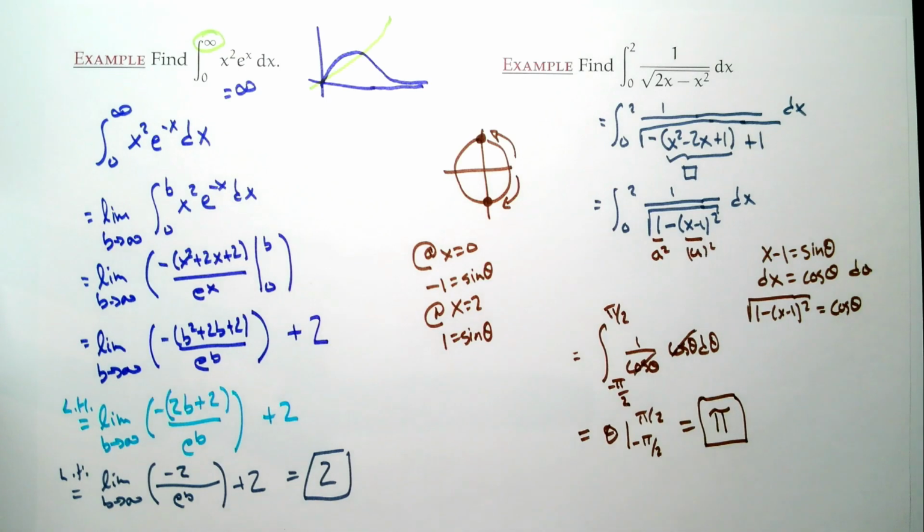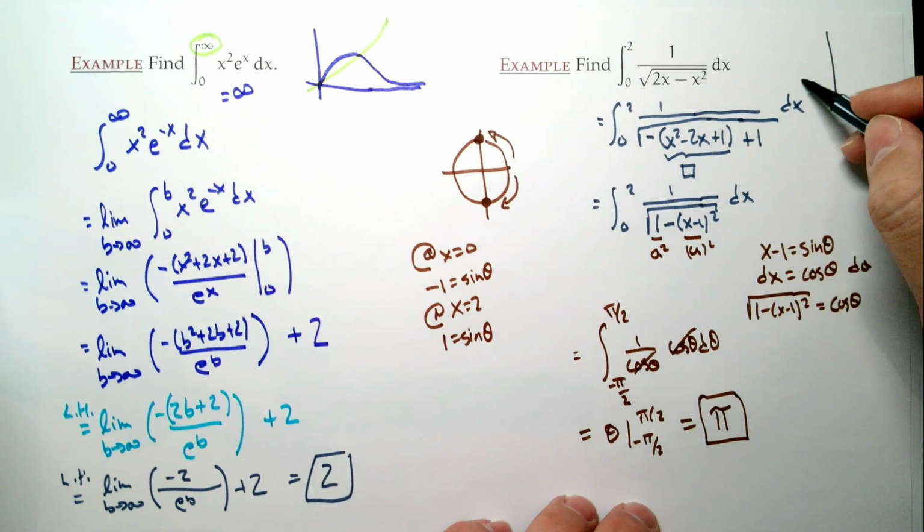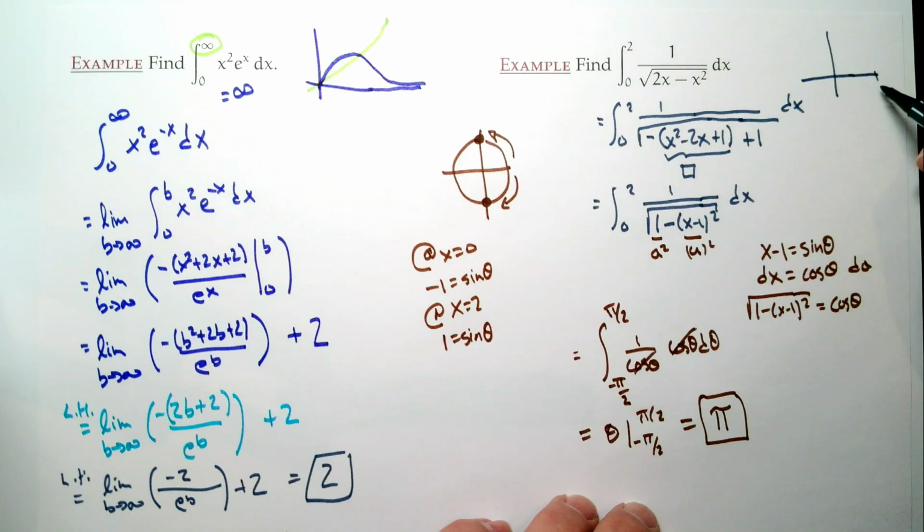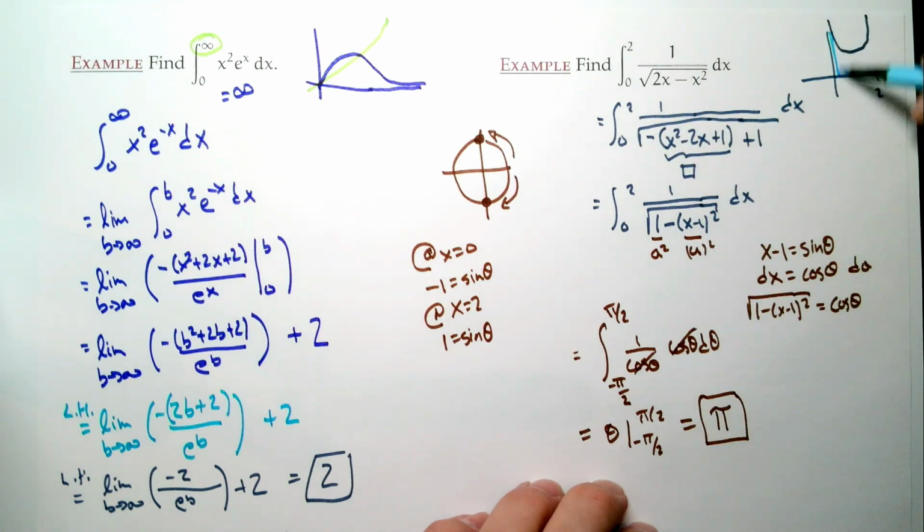Now at this point you're probably saying, Steve, you messed up. This was supposed to be something which was improper. Was this integral improper? If you sketch it, what does it look like? Looks like that. There's asymptotes at both 0 and 2, because if you plug in 0, you'll get 0 downstairs. If you plug in 2, you'll get 0 downstairs.